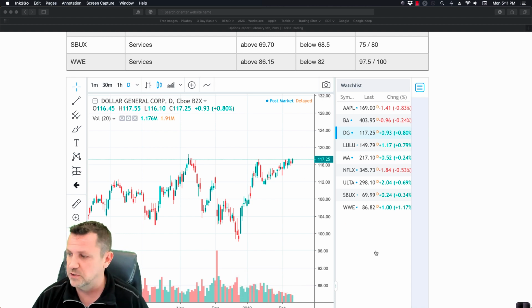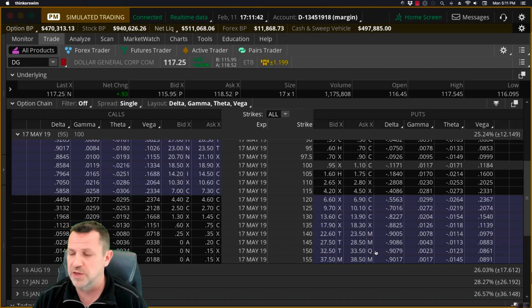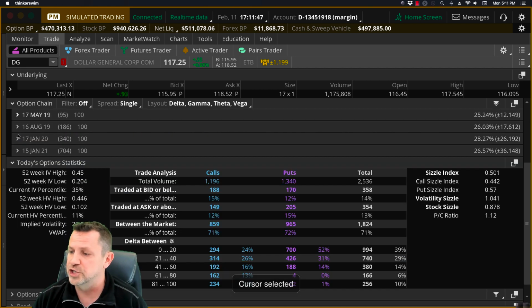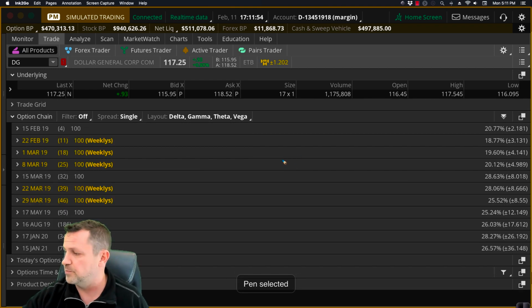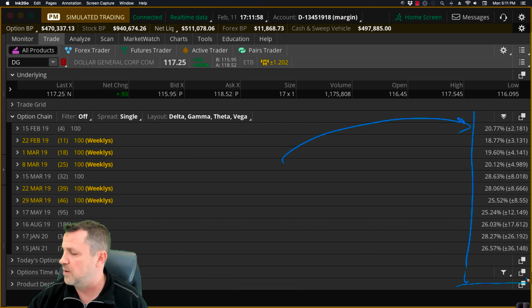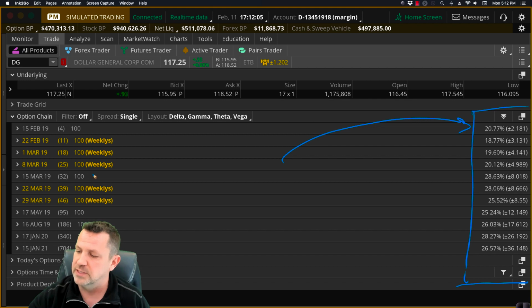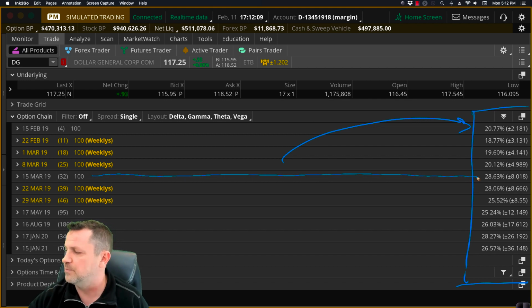So I'm going to switch gears here and go to the Thinkorswim trading platform. I've got the Dollar General options chain open up here, and a couple of things to consider. When you're looking at an options chain in the Thinkorswim platform, over here on the right, you get all these numbers, and what these numbers tell you is the amount of implied volatility they're pricing into the options. So for example, if I was considering these March options, they have a 28.63% implied volatility priced in.